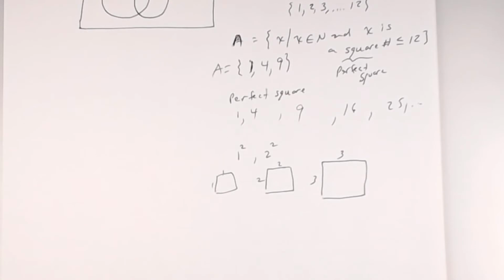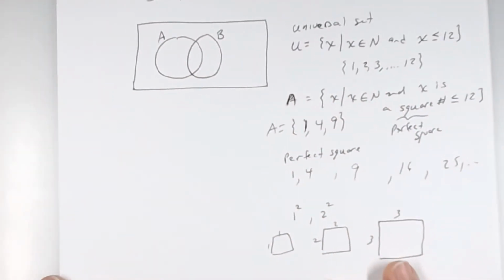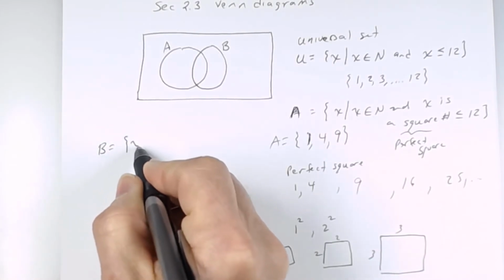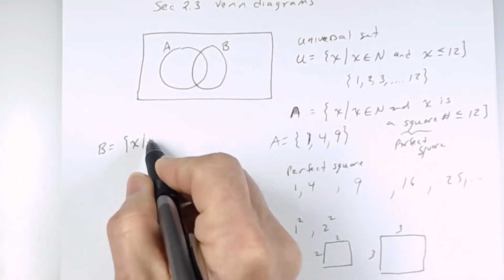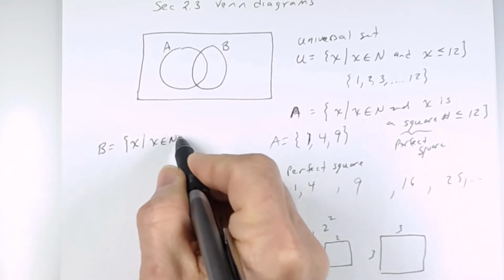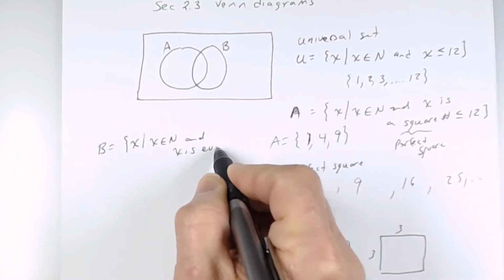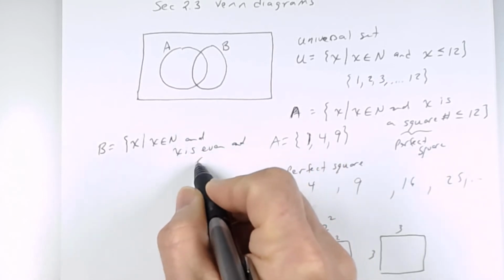Before I put those elements in my Venn diagram, let's go to the next one, because I know that A and B overlap. So let's talk about B. So B is this. Set builder notation: the set of x's such that x is a natural number and x is even and less than or equal to 12.